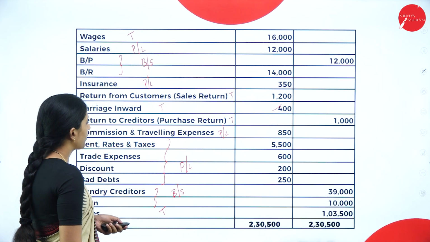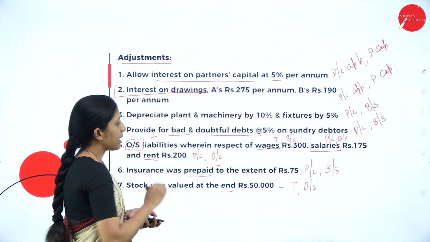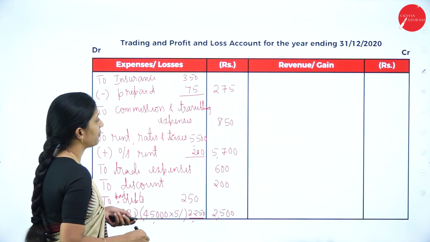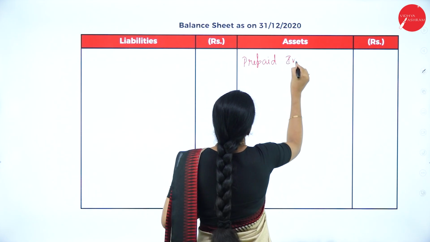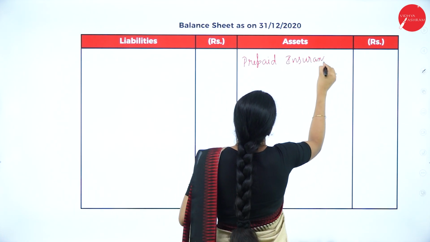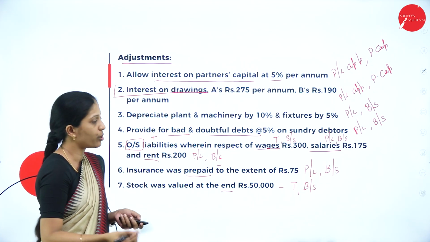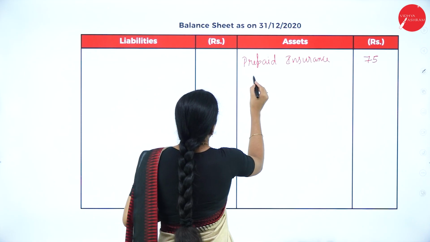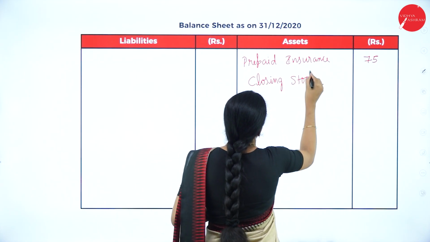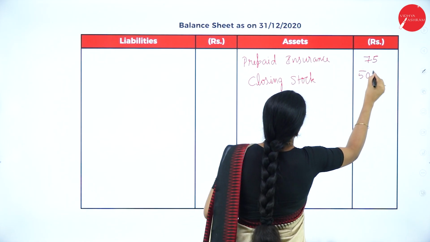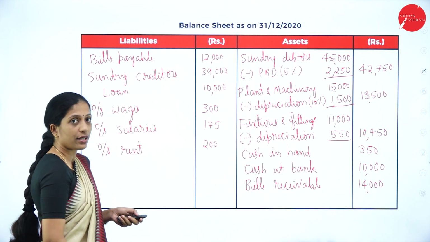Next, in the adjustments, insurance was prepaid. So it is a prepaid expense, an asset. Prepaid insurance, that is 75. Next, we have closing stock. It is also an asset, 50,000. So almost all the adjustments are done, but we have not written the capital.